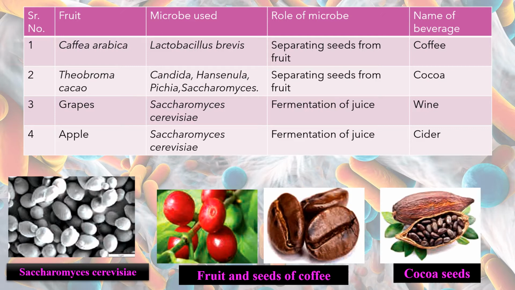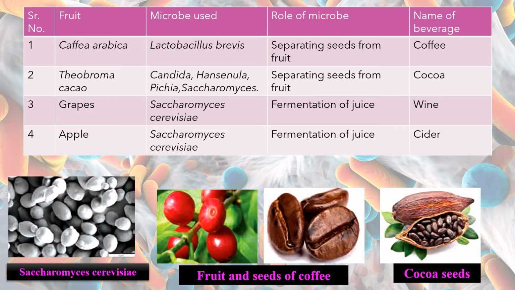Then you have Theobroma cacao. Now that is something which is very important in our day-to-day life, that is required for making chocolates. Okay, that is cocoa. Candida, Saccharomyces, Pichia. Now these are all microbes which are used in order to get cocoa from the actual fruit. Okay. Then the role of the microbe is to separate the seed from the fruit, and you get cocoa.